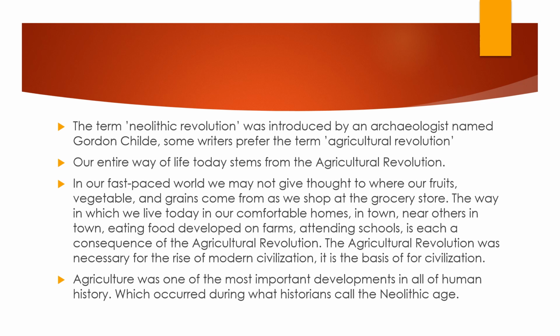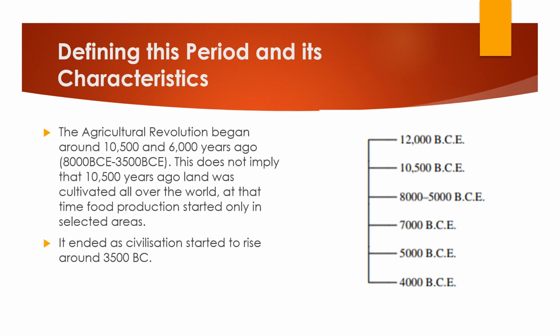Agriculture was one of the most important developments in all of human history, which occurred during what historians call the Neolithic age. We can see a timeline there on our right. So the agricultural revolution began between around 10,500 and 6,000 years ago. This does not imply that 10,500 years ago land was cultivated all over the world. At that time, food production started only in selected areas. It ended as civilization started to rise around 3500 BC.